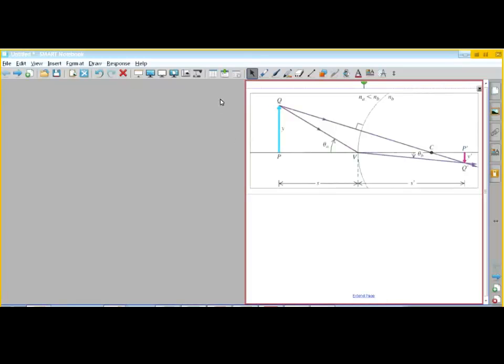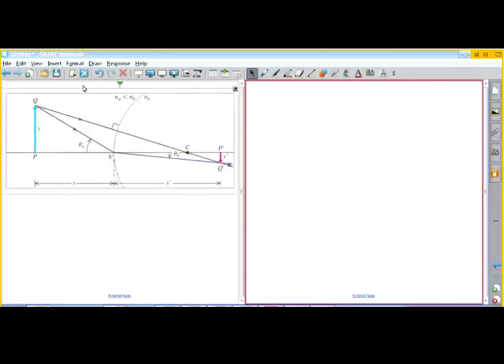Okay, now we're going to look at magnification for a spherical lens where the image is formed inside the lens, not outside the lens. So it's a similar picture to what we've looked at before. Again, the index of refraction increases. We usually go from air into something else.